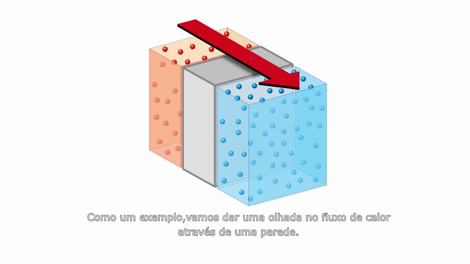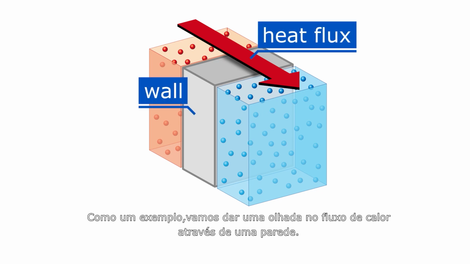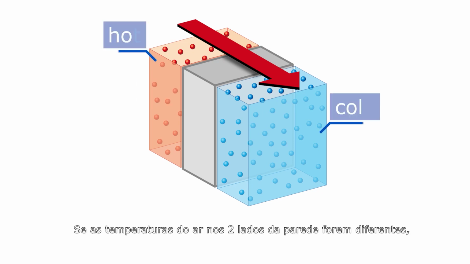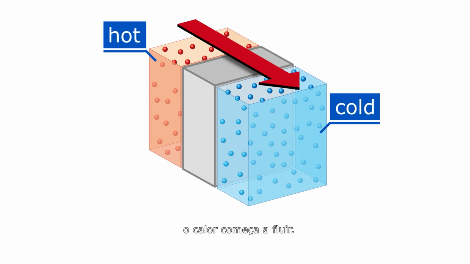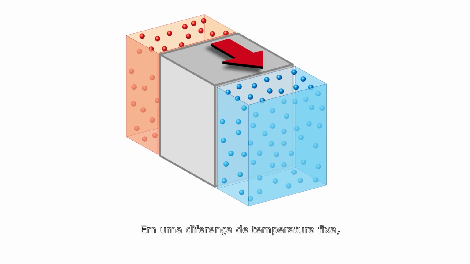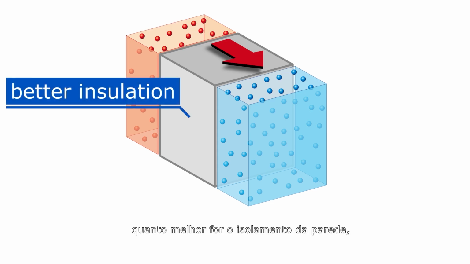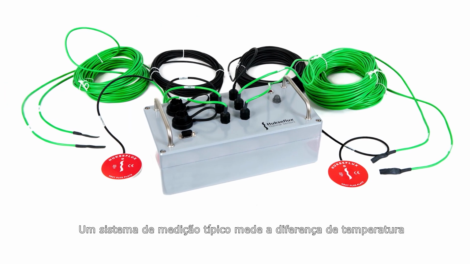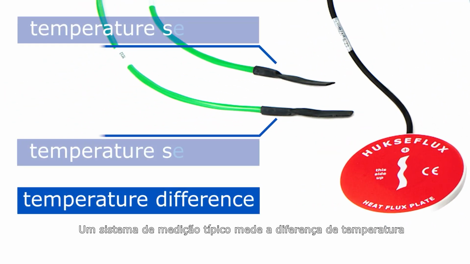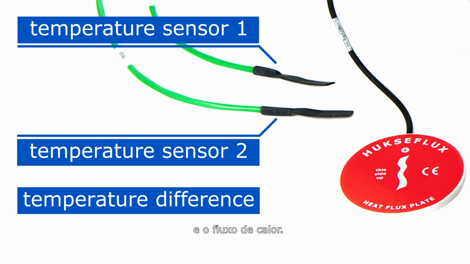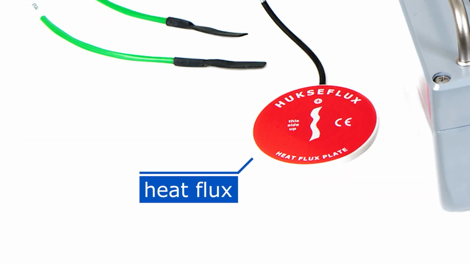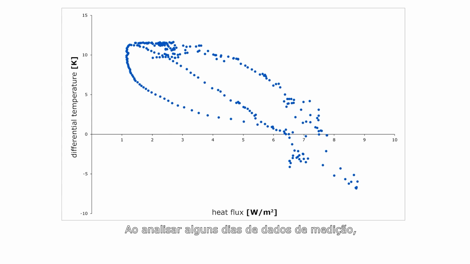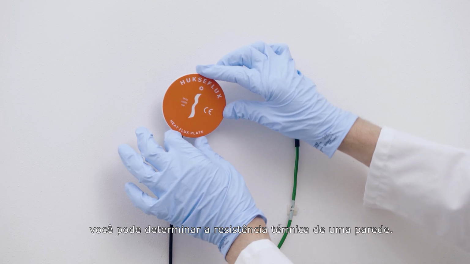As an example, let's take a look at heat flux through a wall. If the air temperatures at the two sides of the wall are different, heat starts flowing. At a fixed temperature difference, the better the wall insulates, the smaller the heat flux. A typical measuring system measures the temperature difference and the heat flux. By analyzing a few days of measurement data, you can determine the thermal resistance of a wall.